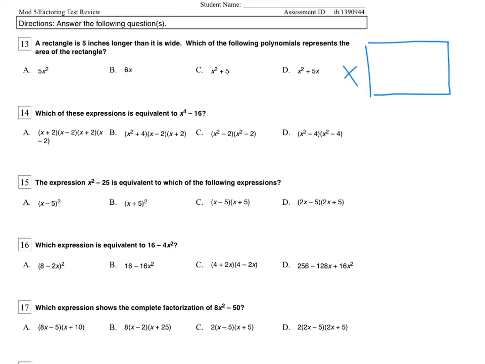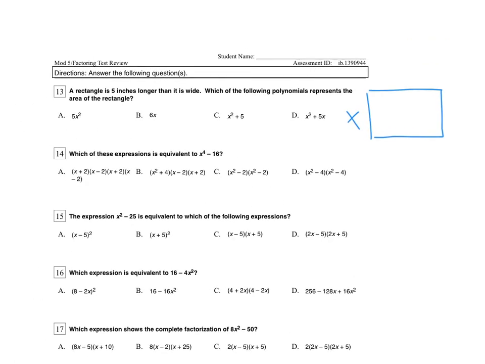So if the other side is 5 inches longer than it is wide, we're going to take what that width is and add 5 to it. Now we talked about how to find the area of a rectangle, and we said it is length times width. So I would take my length, which is x, and times it by the width, which is x plus 5. So I get x squared plus 5x, which is then D.